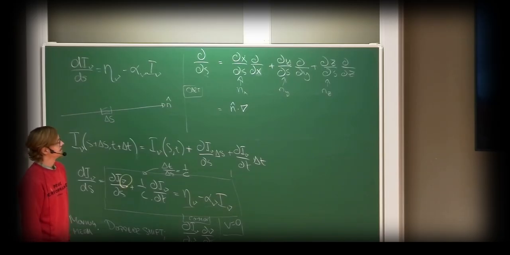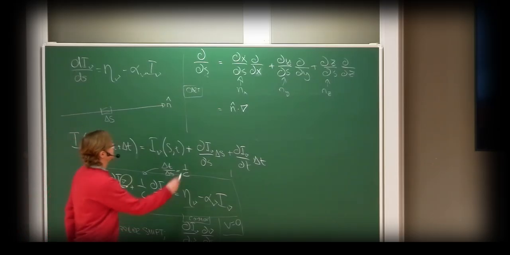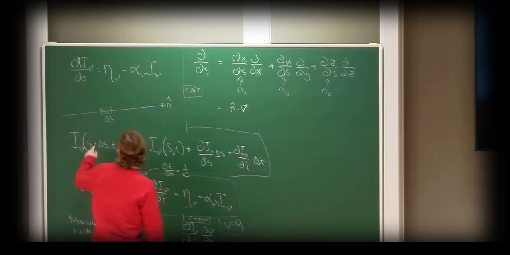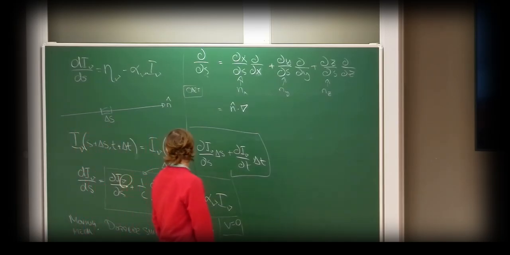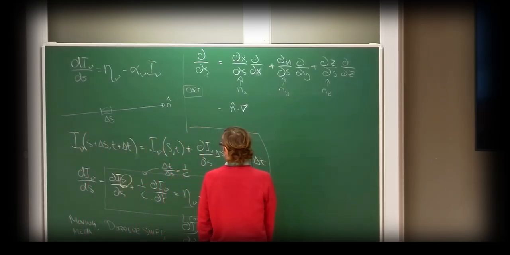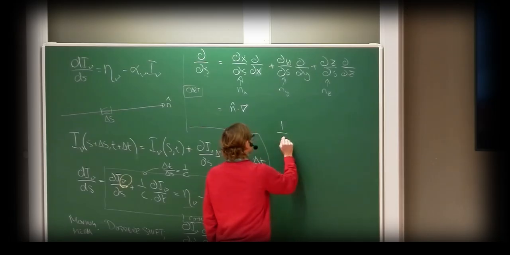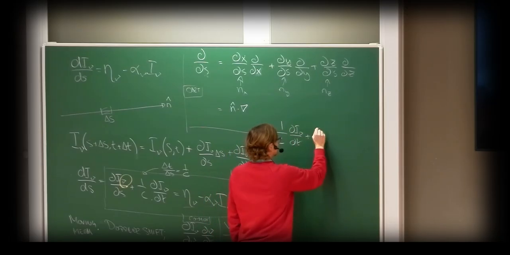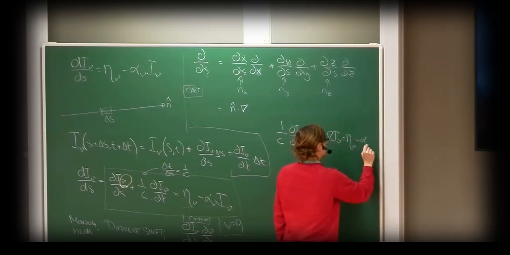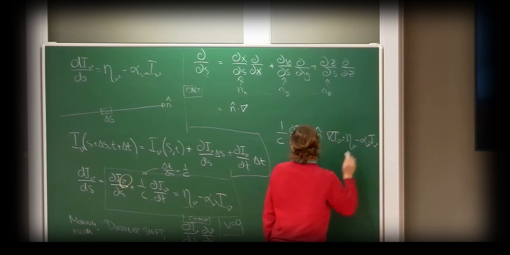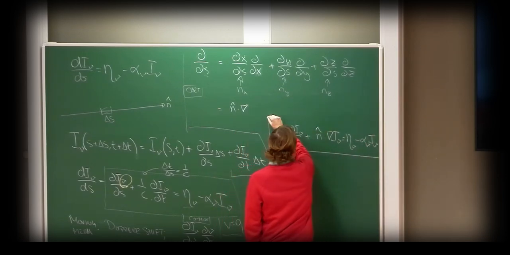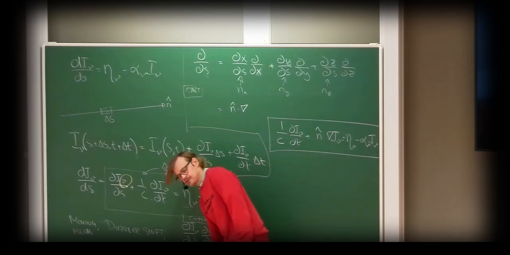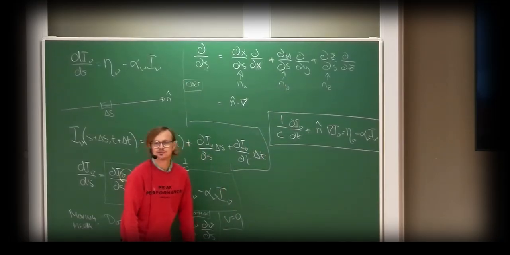Yeah? So then we can reformulate this in a neat way: dI_ν/dt plus n hat dot gradient of I_ν equals the emissivity minus alpha_ν I_ν. So there we have that form of the radiative transfer equation.